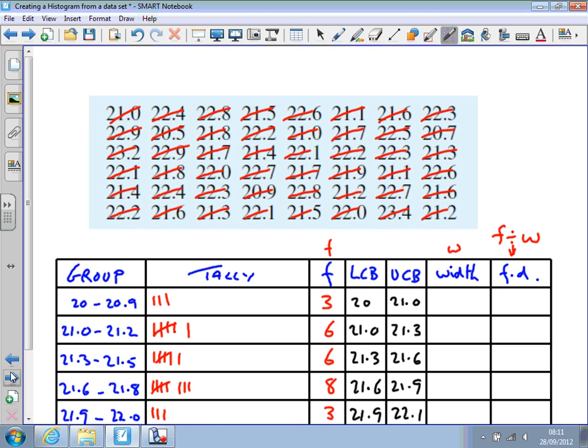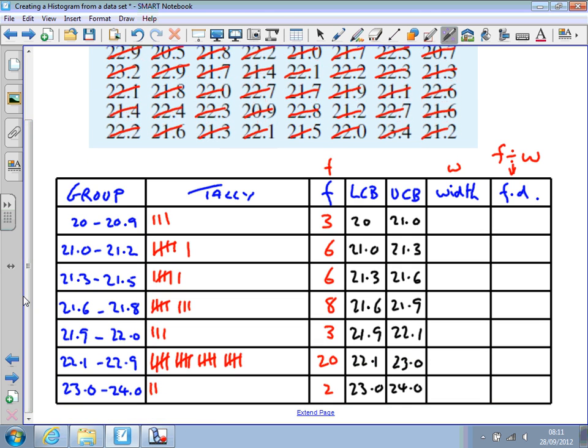So I've generated my tally chart in the same way as we would for any group frequency distribution, which means I can find the frequency of the group. And now put in the lower class boundary. So if we start with the top one, the lower class boundary, 20, is the lowest value in the group, 20. The upper class boundary, though, forms the start of the next group. So the upper class boundary, 21, is the start of the next group.